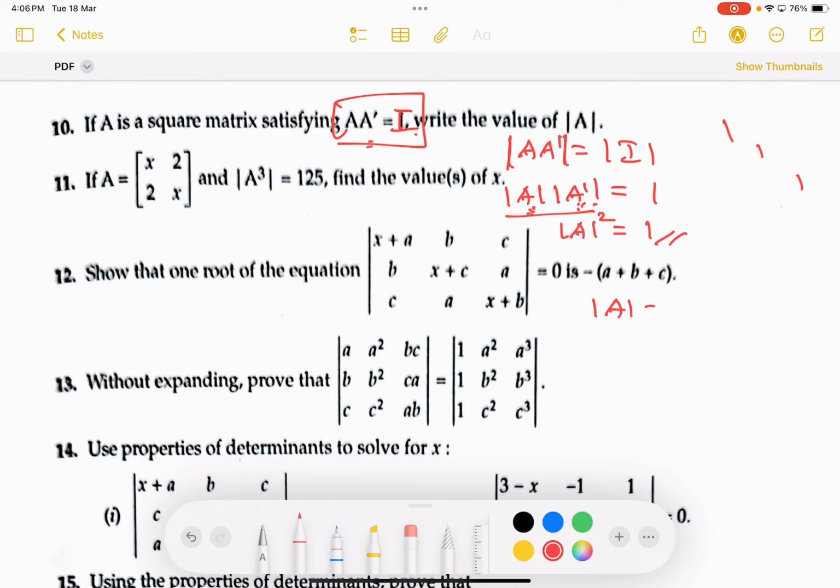So what is determinant of A? Actually the answer is plus or minus 1. Because determinant of A and A dash are equal, so you can write this as determinant of A the whole square. So whole square is 1 means the value will be plus or minus 1. So the answer is plus or minus 1.